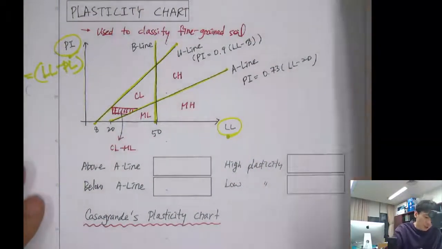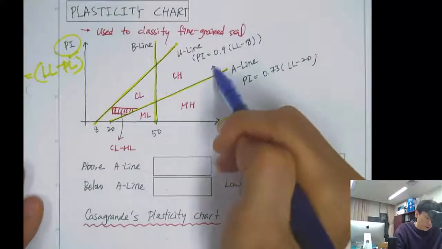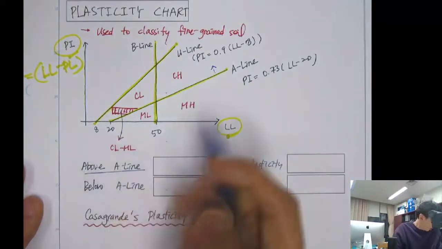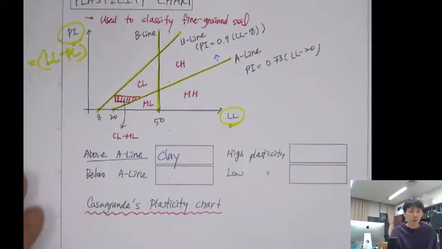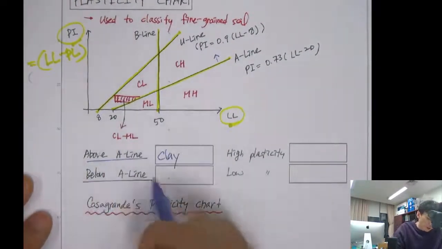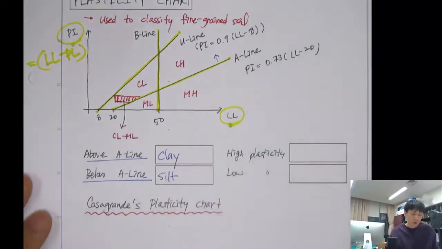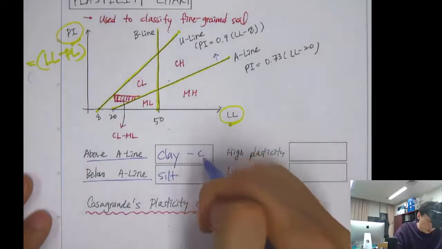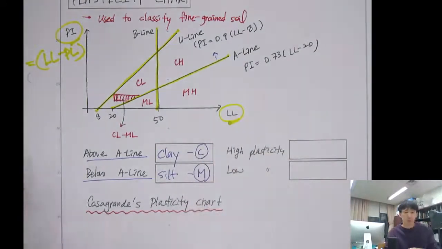When the soil is above the A line, it's classified as clay soil. Below the A line is classified as silty soil. So we use the symbol C for clay, and we use the symbol M for silt.